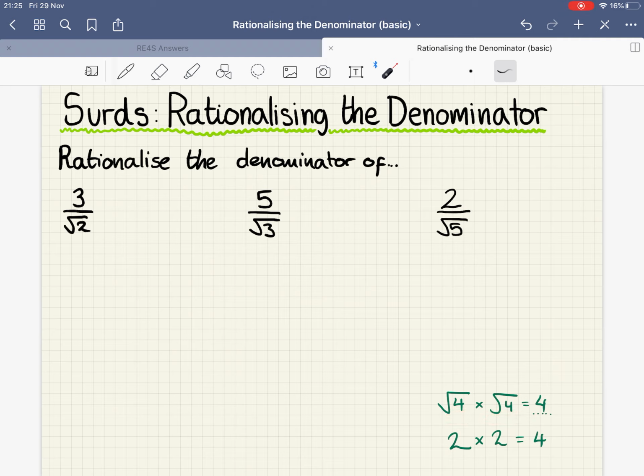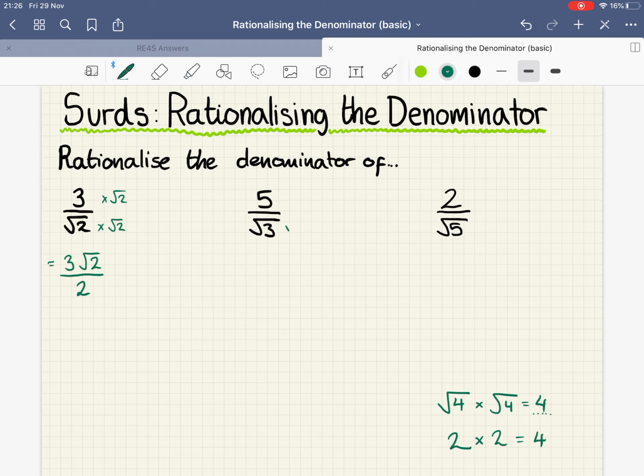So when I multiply a surd by itself, I get the number that is underneath. So using that fact, if I go back to my 3 over root 2, I want to multiply the bottom by root 2. However, with a fraction, in order to keep it balanced, I need to also multiply the top by root 2. So that's now going to be 3 root 2, because remember when they're right next to each other, that's saying that they're multiplied together, over 2.